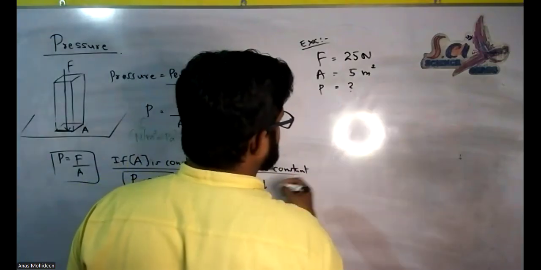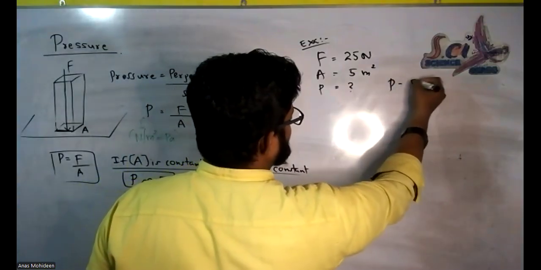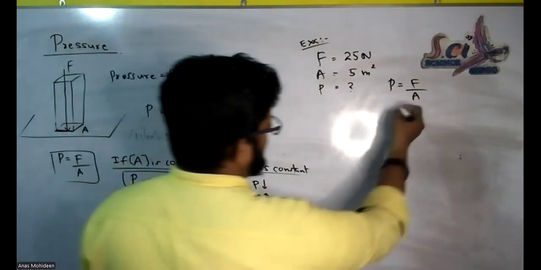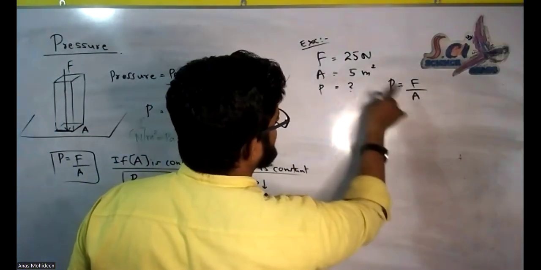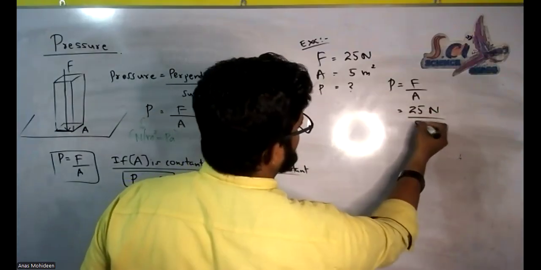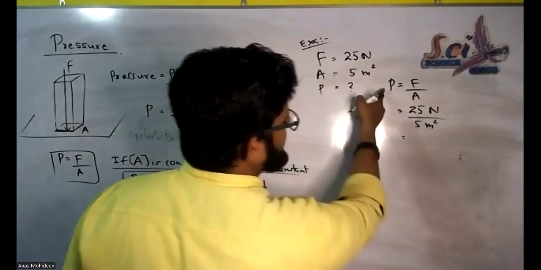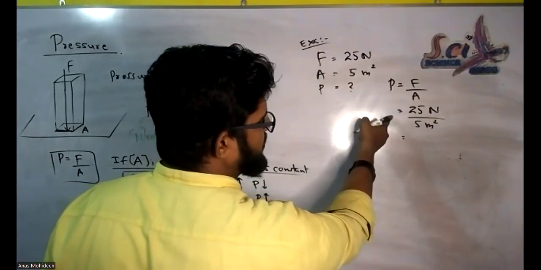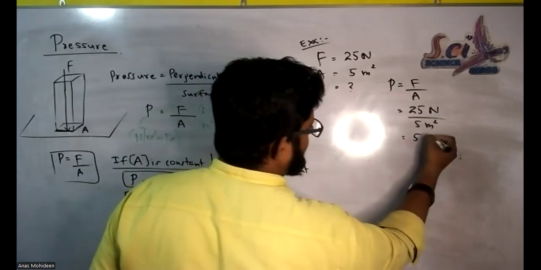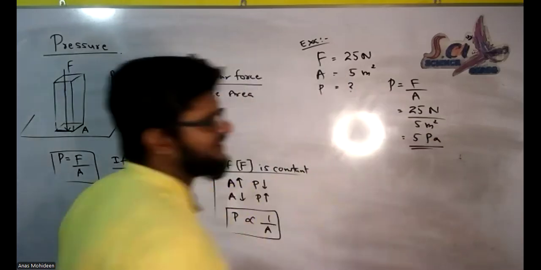How do we find out the pressure? Pressure equals force over area. How much is the force F? Force is 25 Newton, dividing by area 5 square meters. First, you have to write the formula, substitute the data, and get the final answer: 25 over 5. It's 5. Pressure we measure in pascals, 5 pascals.